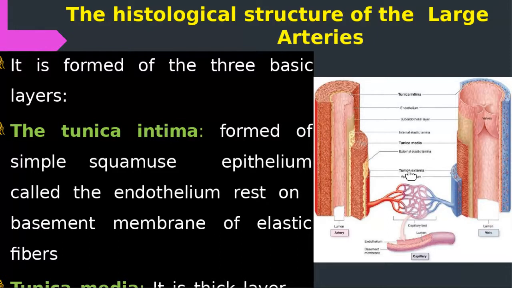So the tunica intima is formed of simple squamous epithelium called the endothelium, which you already read. Then the tunica media is a thick layer formed of smooth muscles. So basically you can call it the myocardium also. Why? Because they consist of smooth muscles. Then the tunica externa or adventitia is formed of collagen fibers and small vessels called vasa vasorum. So you have to remember that the arteries are formed of three basic layers. Remember the names of the layers.